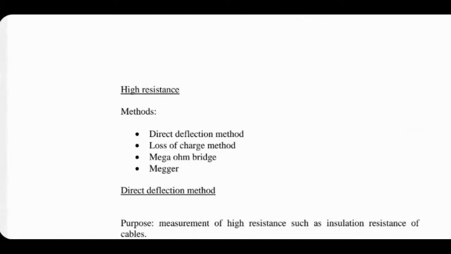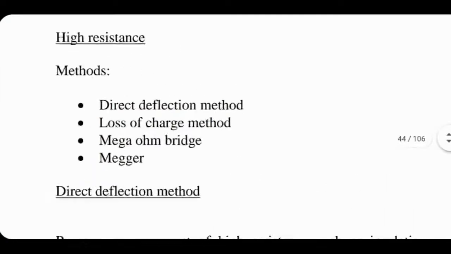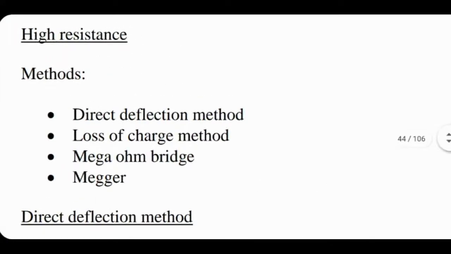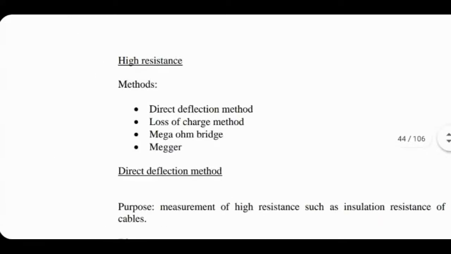High resistance. This is actually very critical because besides conductors, we also deal with insulators, which are the protection so that you don't get electric shock. Insulators have very high resistance. There are four methods used for measuring high resistance. One is direct reflection method, the other is loss of charge method, the third is mega ohm bridge, and the fourth is Megger. Megger is actually very commonly used. I've used it personally in real life. So let's go through.